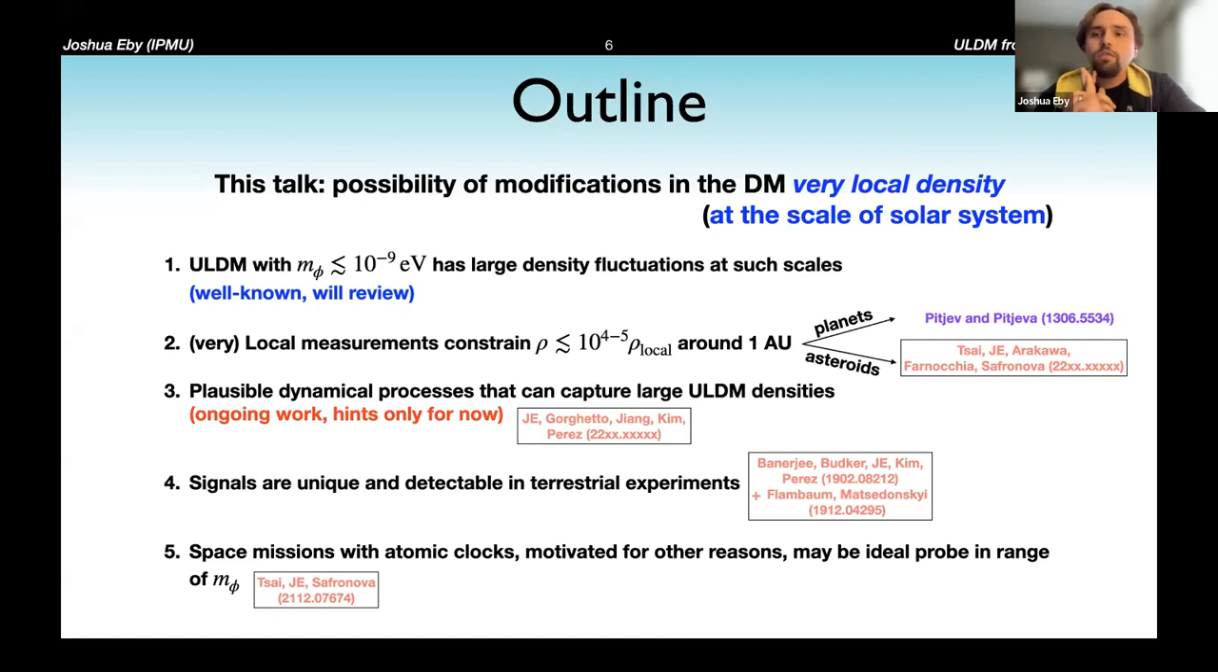And then I will try to motivate these axion solar halos that give me the title of this talk. So I will explain some plausible dynamical processes that would capture large amounts of ultralight dark matter field into the solar system, giving rise to important differences in density at the very local scale. And then I will discuss what the signals would look like in such a scenario, and especially tell you about this proposal of a space mission, which was recently picked up by Nature Astronomy, and people are pretty excited about it, basically sending atomic clocks out into the solar system to make a really good measurement of ultralight dark matter.